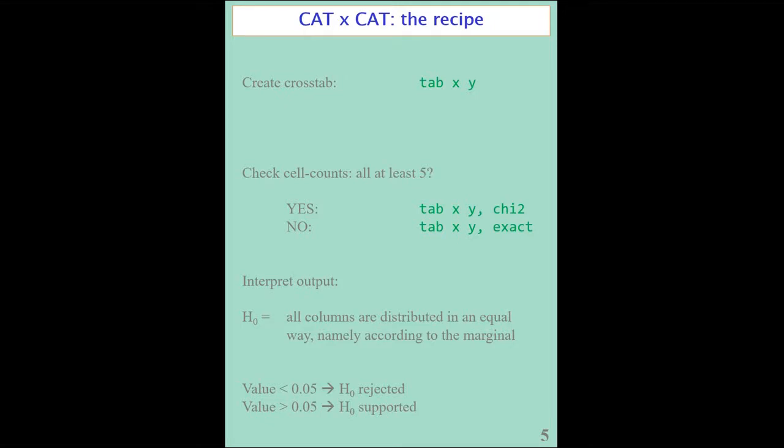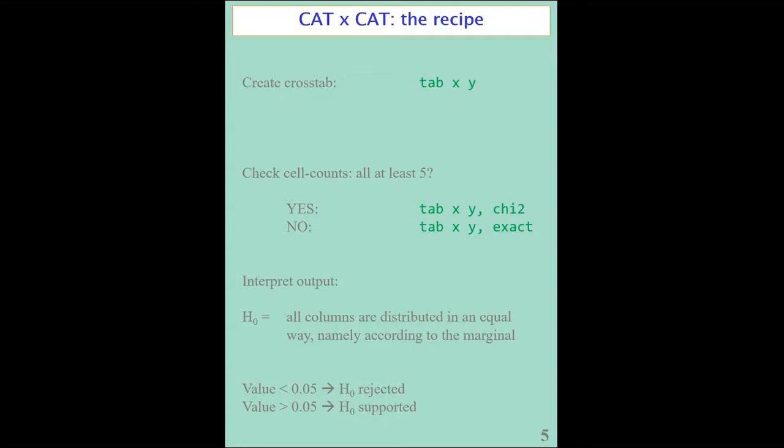This is what it looks like. First, you have two variables, x and y, and x and y are each categorical. Doesn't matter how many categories they have. What you want to do is make sure that you create a crosstab and look at the table. You do that through tab xy. Then you check all the cell counts.